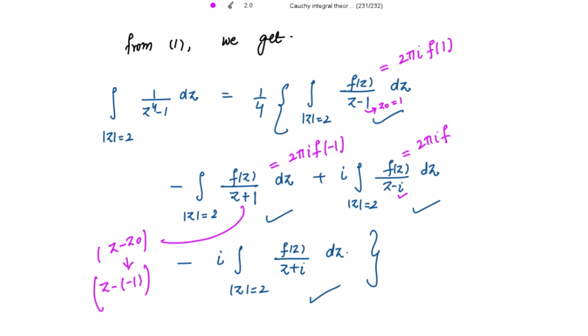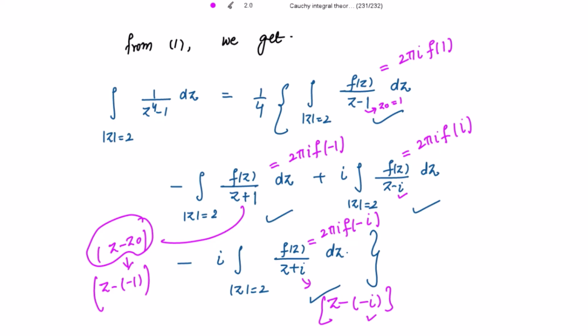Okay, for the third integral, I'm having this to be 2 pi iota f of z naught, where z naught is iota. So writing here 2 pi iota f of iota. And this is equal to 2 pi iota f of z naught. Here z naught is negative iota, z minus minus iota. Please remember, for the formula, we are having this format. So here z naught is negative iota, so writing here f of minus iota.